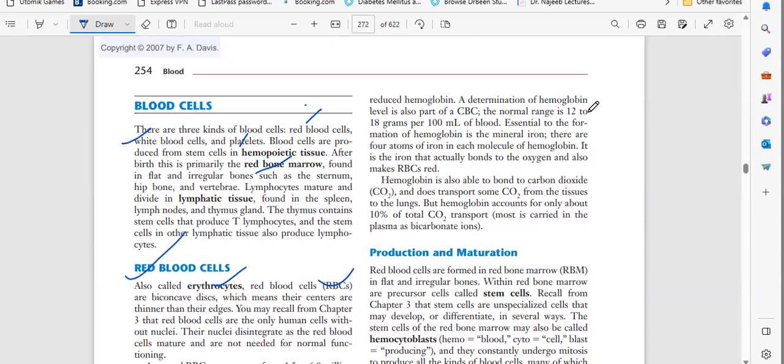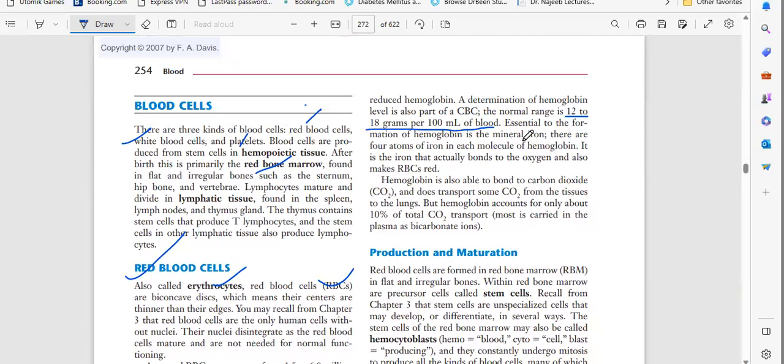The second thing you have to remember is the normal range of Hb. The normal range of Hb is 12 to 18 grams per 100 ml of blood. So if you have 100 ml of blood and we check the Hb, minimum is 12 and maximum is 18. Okay. So what is the role of Hb? You have to remember, Hb is formed with a mineral called iron.